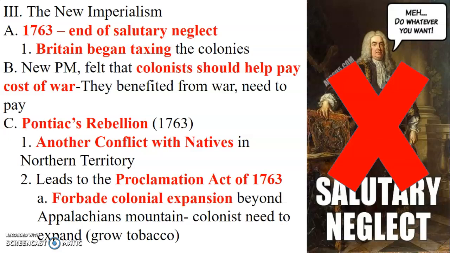It basically forbade colonial expansion beyond the Appalachian Mountains. What that basically means is we are having way too many problems with the Native Americans. You guys cannot expand past this point, past the Appalachian Mountains, because we don't want to keep fighting these wars with the natives for land. So you know what? You're just going to have to stay in the 13 colonies. You can't expand. You can't get bigger. You can't make more money and get more land. I'm sorry. It's just causing way too much to have to protect you guys.